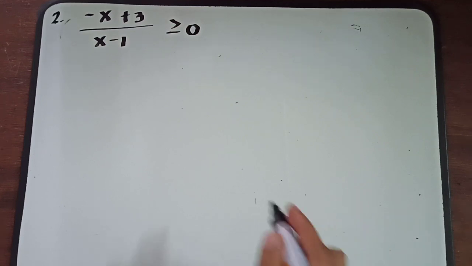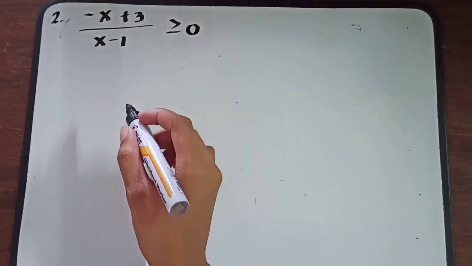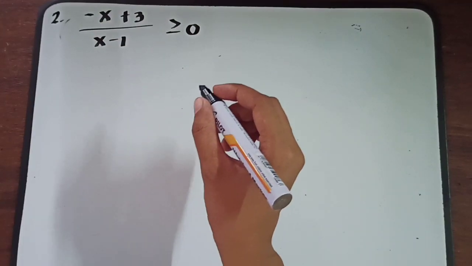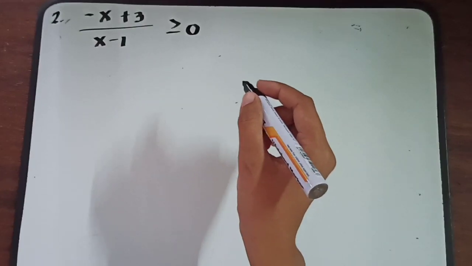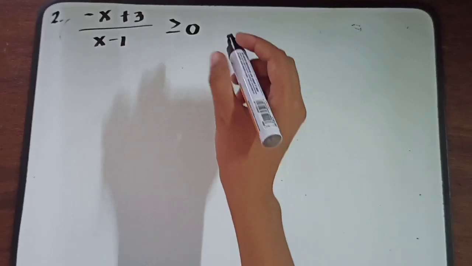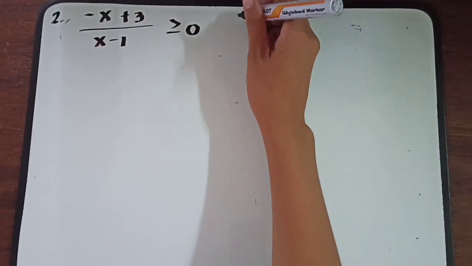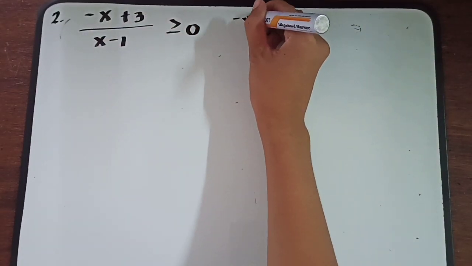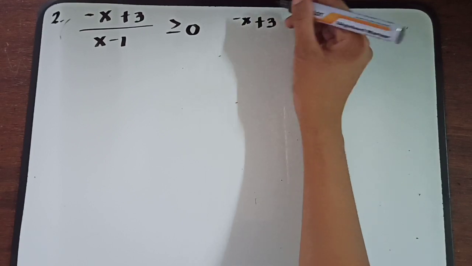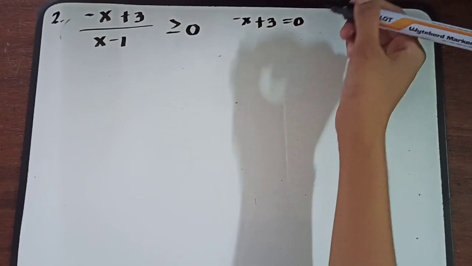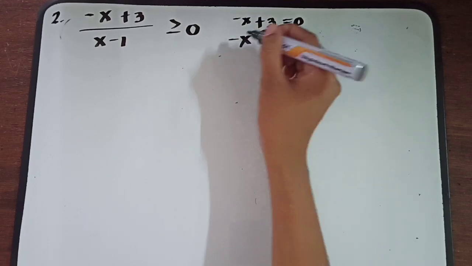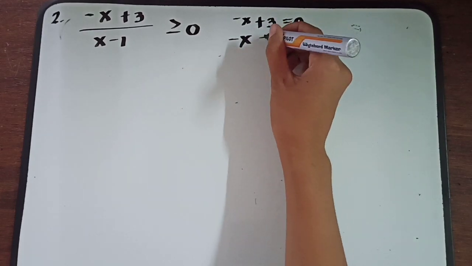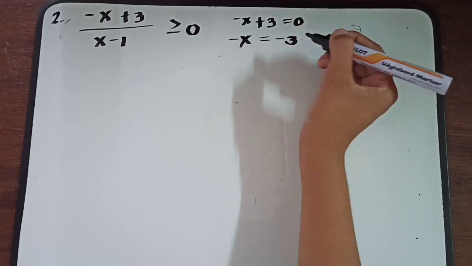Okay, so yung nakuha natin kanina, ito na yung gagamitin nating inequality sa pagkuha ng zeros of numerator and denominator. Again, in solving for the zero of our numerator, just copy the numerator, which is negative x plus 3. Then equate natin ulit kay 0 and solve for the value of x. So that is negative x. This positive 3 will become negative 3.